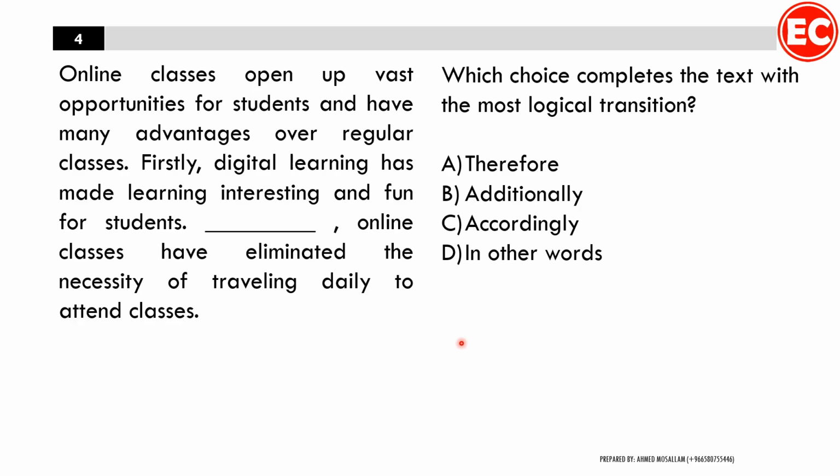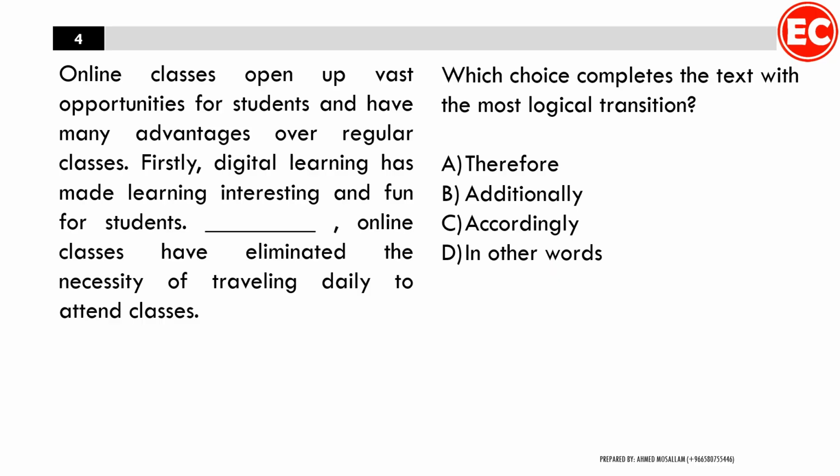Number 4, do the same technique. You read the sentence before the blank, the sentence after the blank, try to find the relationship and compare this with the answers here. We have therefore, cause and effect, additionally, continuing, accordingly, also cause and effect. In other words, okay, we explained it just a few minutes ago.